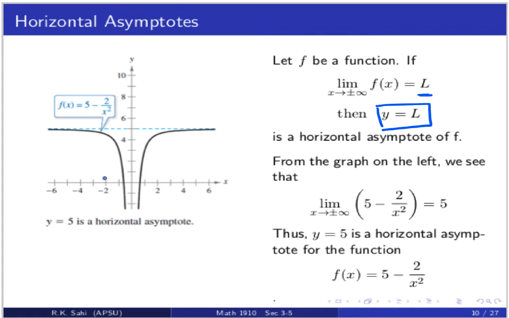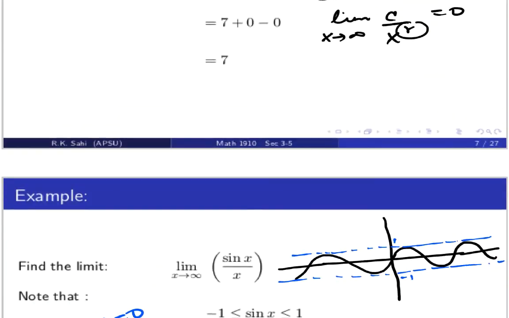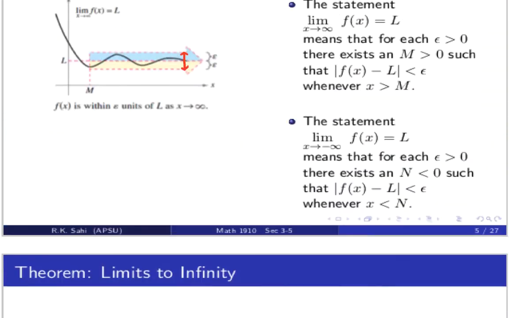So what happens when I take the limit of this function, which is 5 minus 2 over x squared? Notice this expression is going to go to 0. So the limit as x goes to plus or minus infinity is 5. This 5 is like a horizontal barrier. So y equals 5 is the horizontal asymptote for the function 5 minus 2 over x squared. Very similar to what we just started with in the graphical interpretation, where I used the word horizontal barrier.